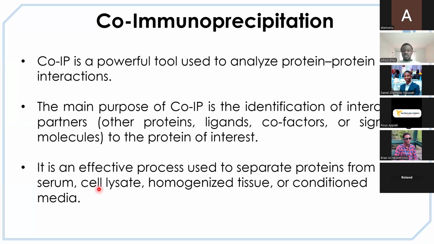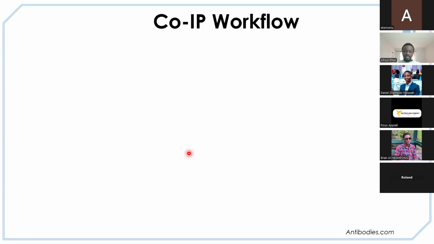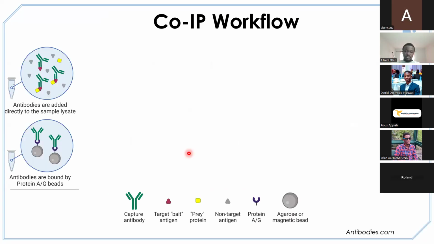Now, it can be used on cell lysate. It can also be used on tissues. We can take tissues and homogenize the tissue. We stain with antibodies to know whether proteins are interacting or not. We can also have a conditioned media and perform co-IP on it. So now let me take you through the workflow, which is similar to that of the individual immunoprecipitation.